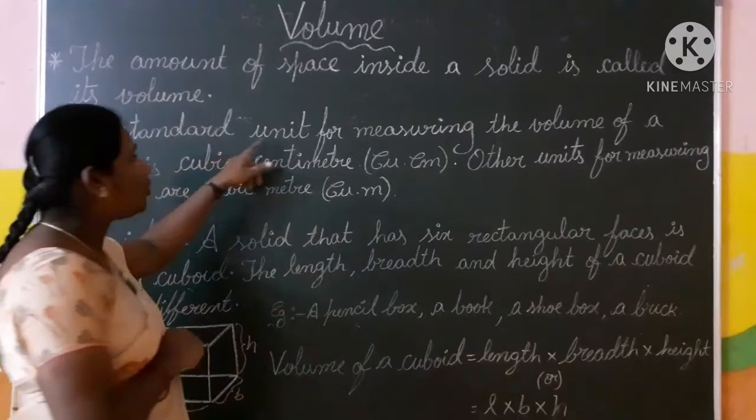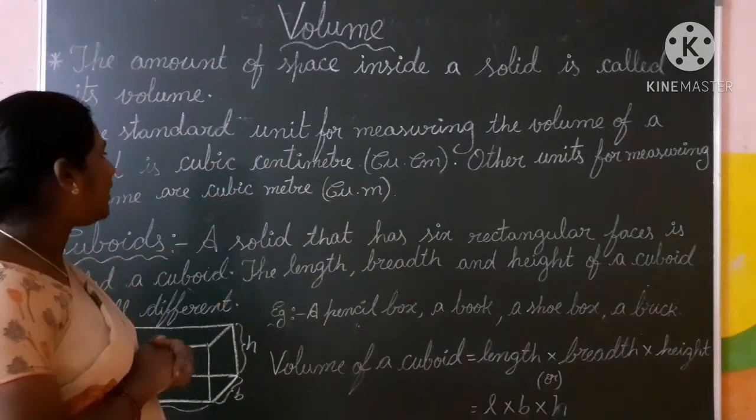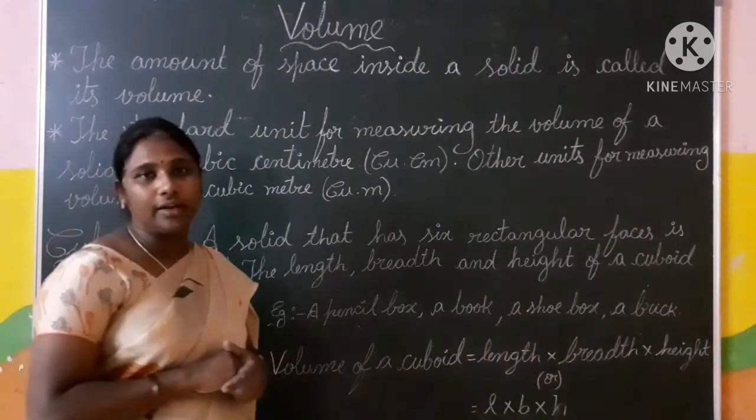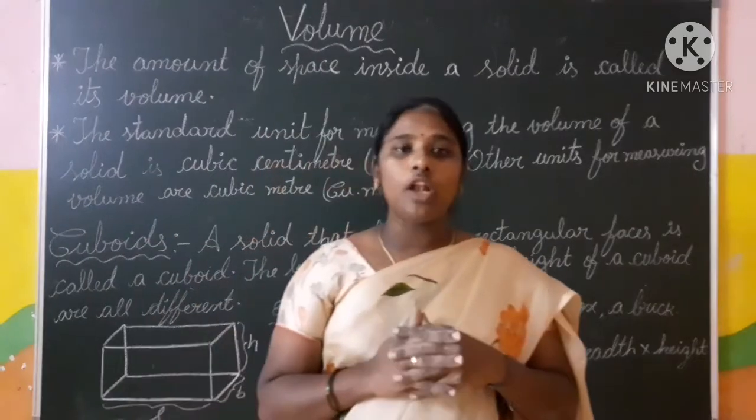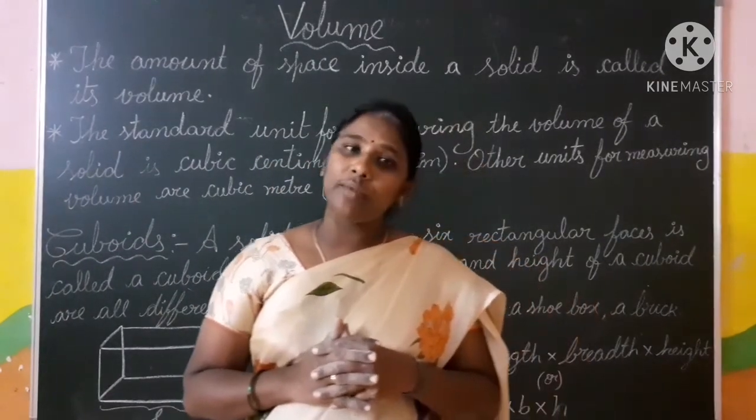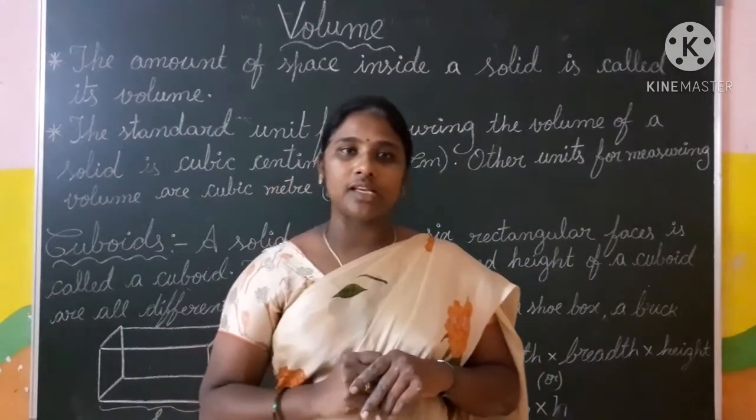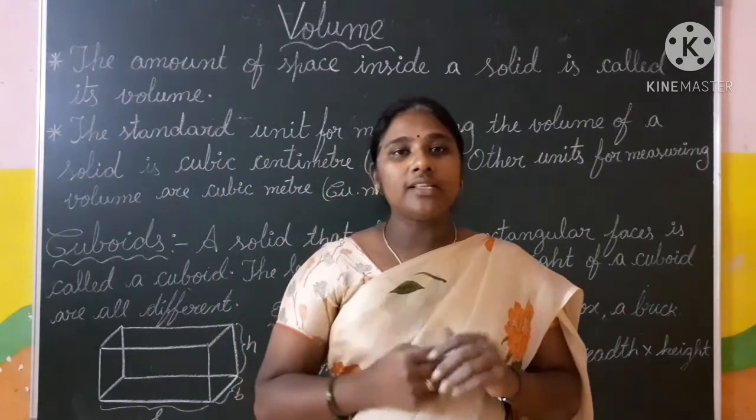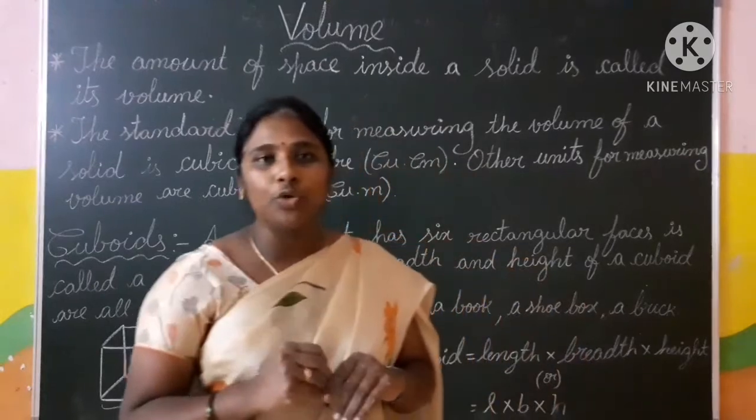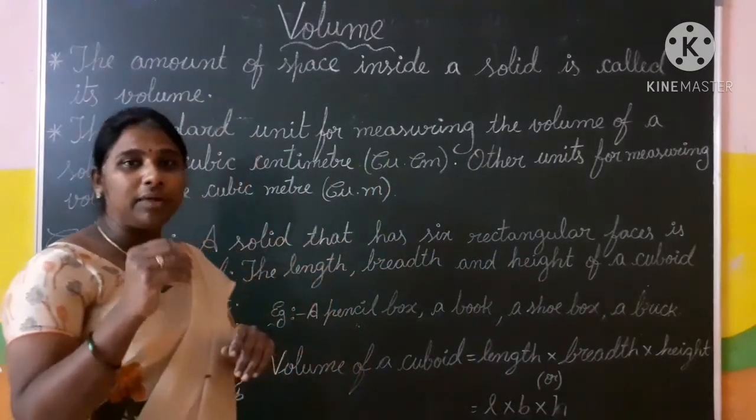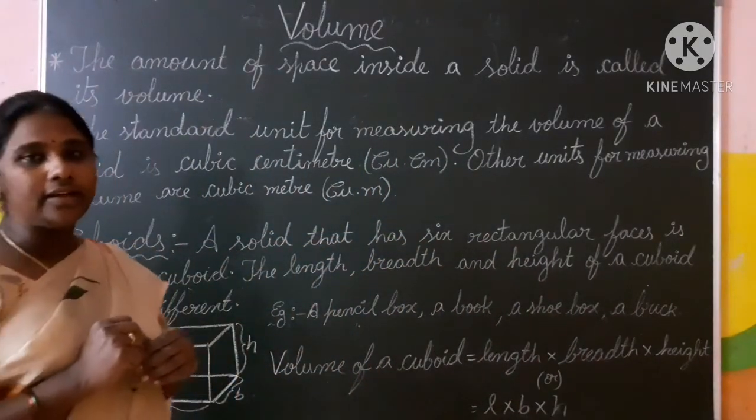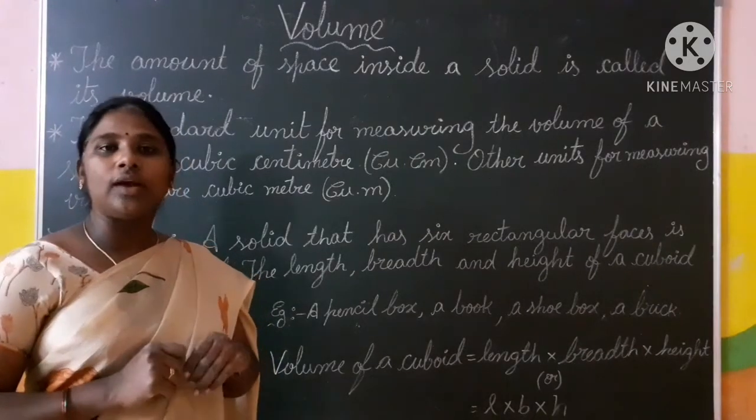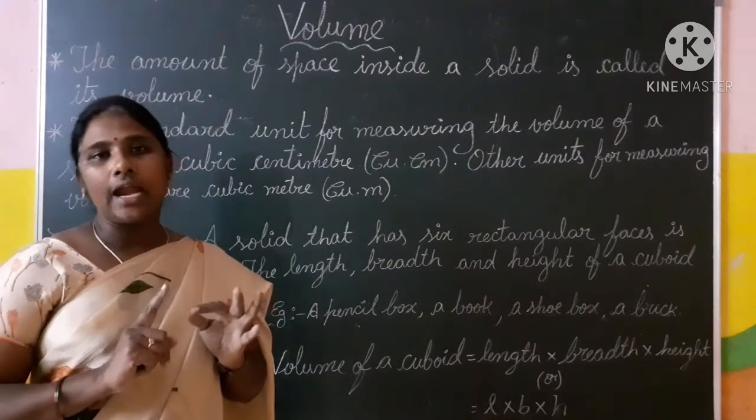The standard unit for measuring the volume of a solid is the cubic centimeter. We can measure volume in cubic centimeters or cubic meters. But what is the standard unit to measure volume? Cubic centimeters. Among solids, in this class we are learning about the cuboid and the cube.